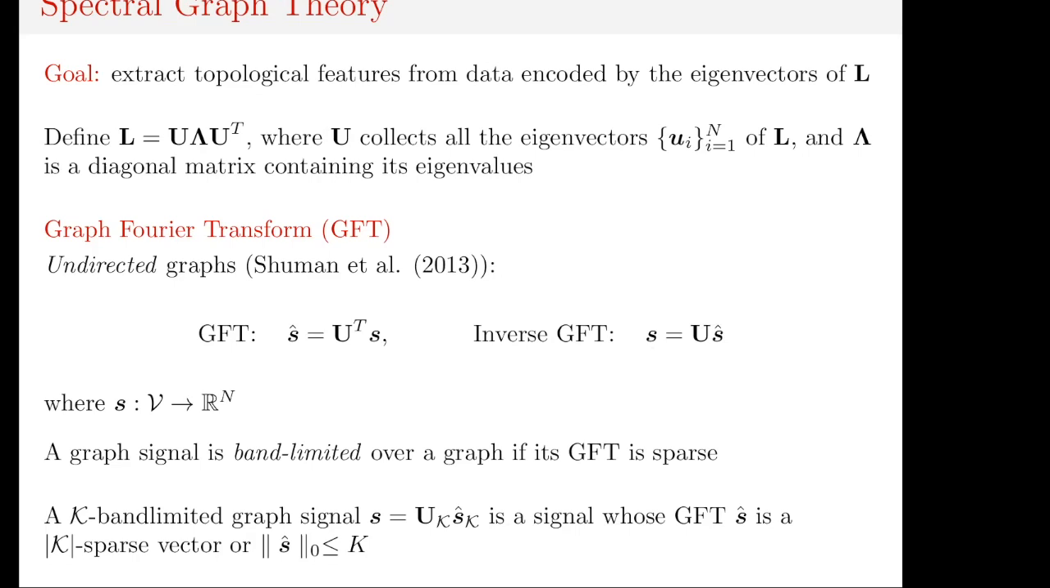Here it is important to remark that our goal is to find a representation of the signal that is sparse. What does sparse representation mean? It means that I wish to represent the signal with a small number of coefficients S hat. And in this case, if the graph signal admits a sparse representation, the signal is called bandlimited over the graph. The bandwidth is the number of coefficients that I use for the representation.